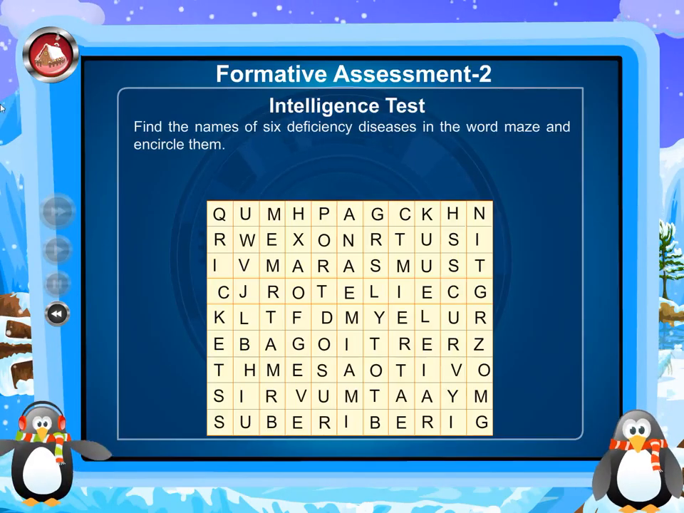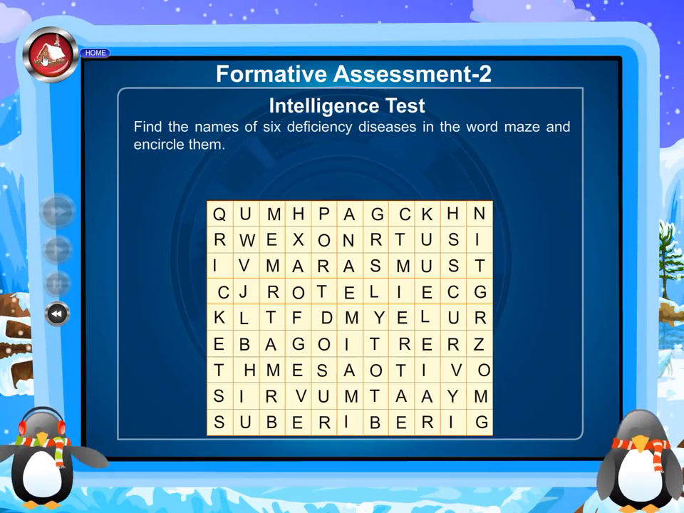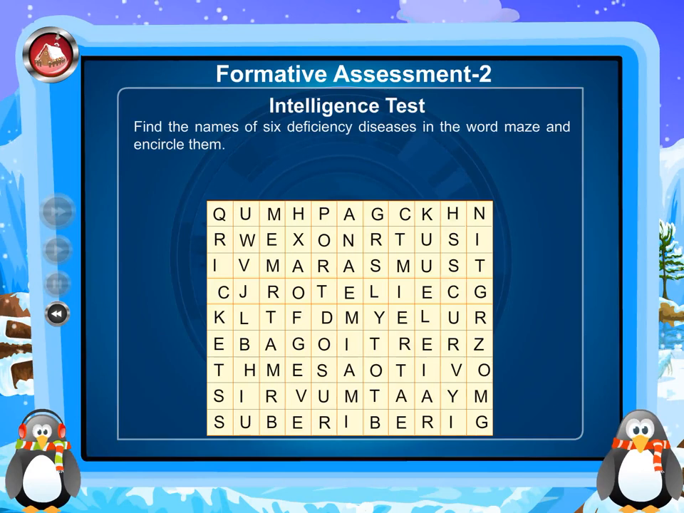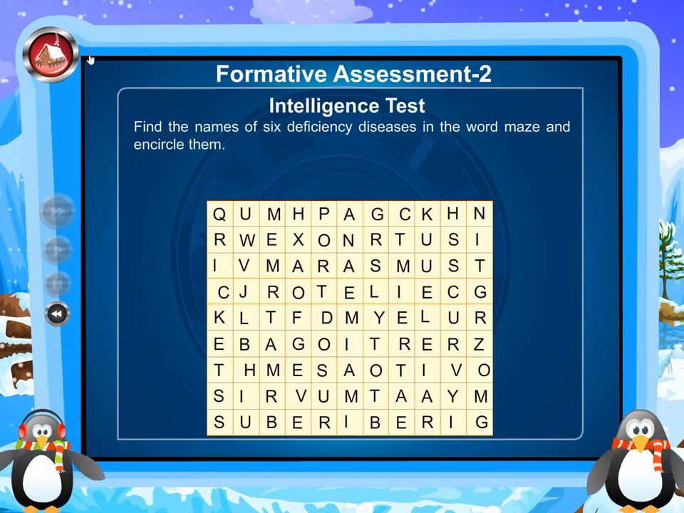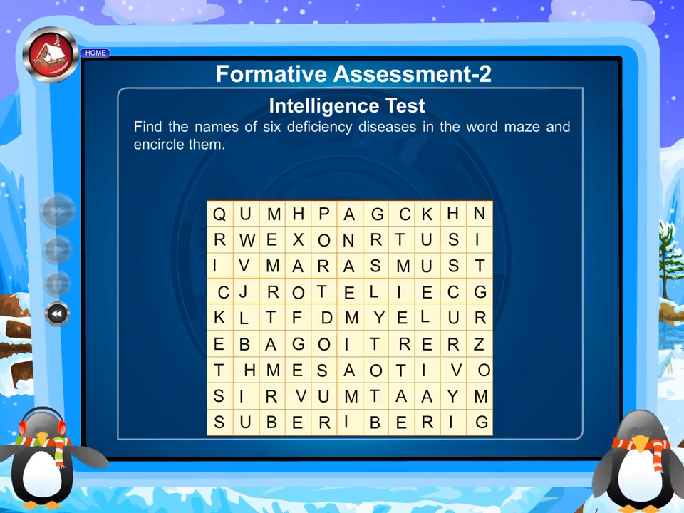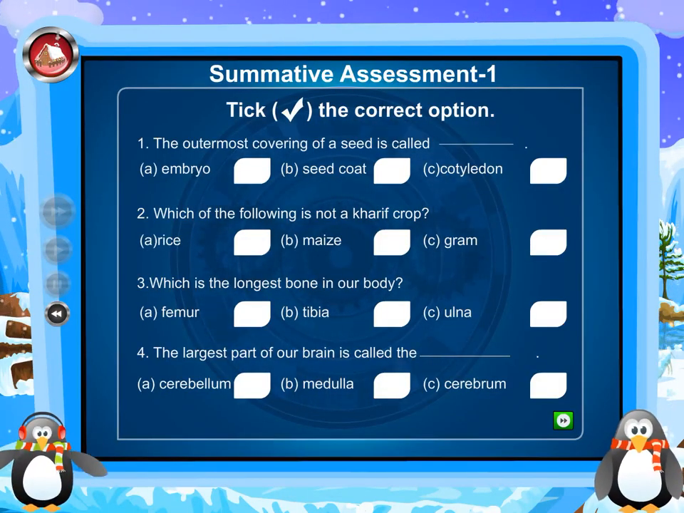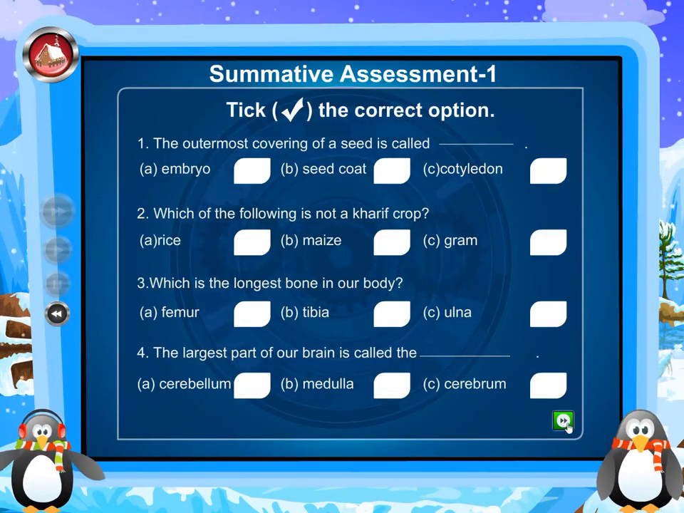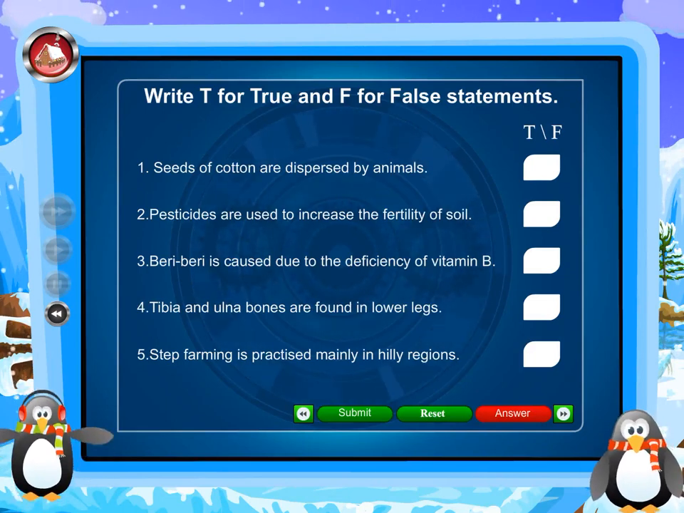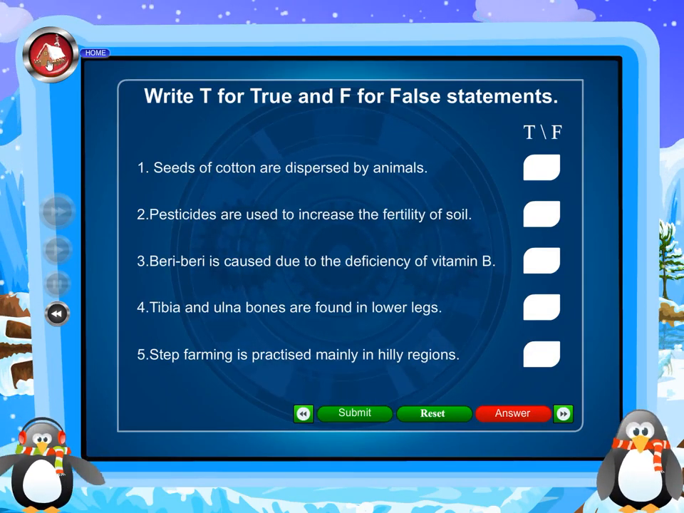Formative assessment. 2. Intelligence test. Find the names of 6 deficiency diseases in the word maize and encircle them. Summative assessment. 1. Tick the correct option. Write T for true and F for false statements.